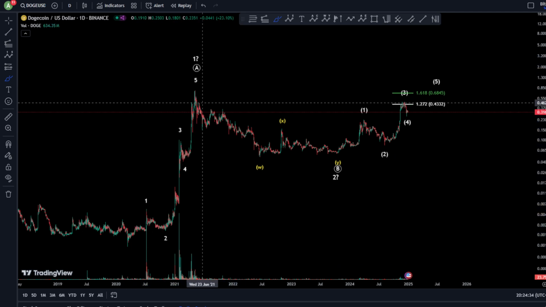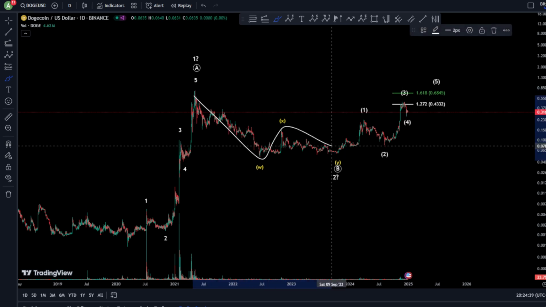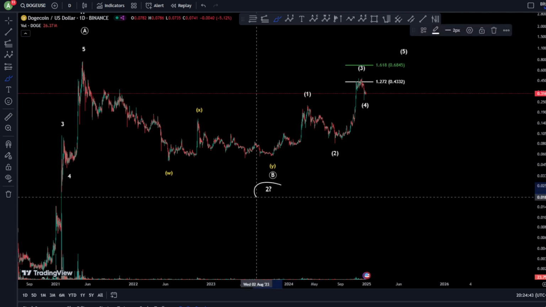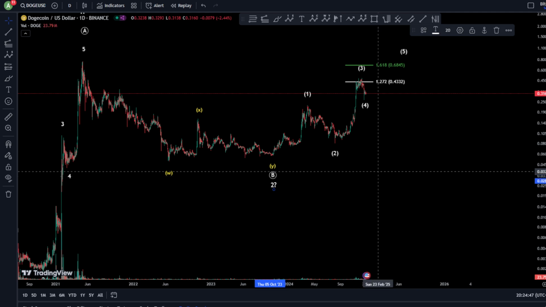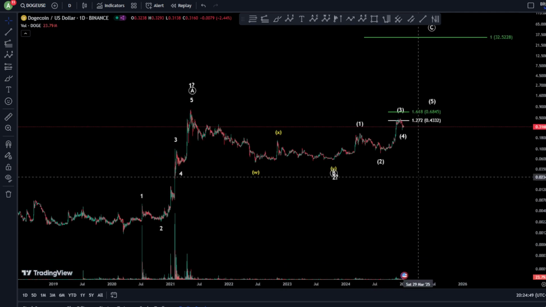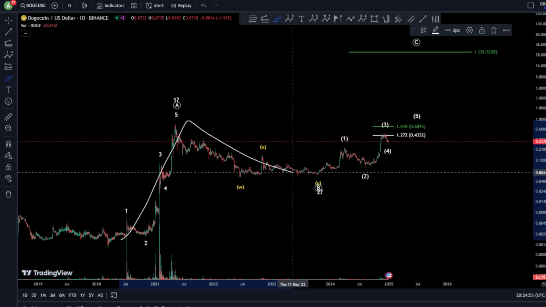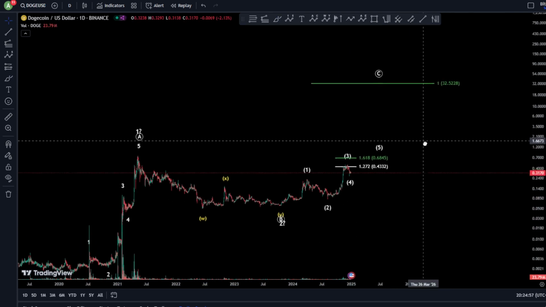or a wave 1. In both cases, you would like to have three corrective waves as W, X, and a Y. In this case, of course, we have finished a wave 2 or a wave B. Now, in this scenario where you are in a wave B, you would like to have a wave C towards the upside. So we are looking for an A, B, and a C reaching a 1-to-1 fib level, of course, for a wave C.